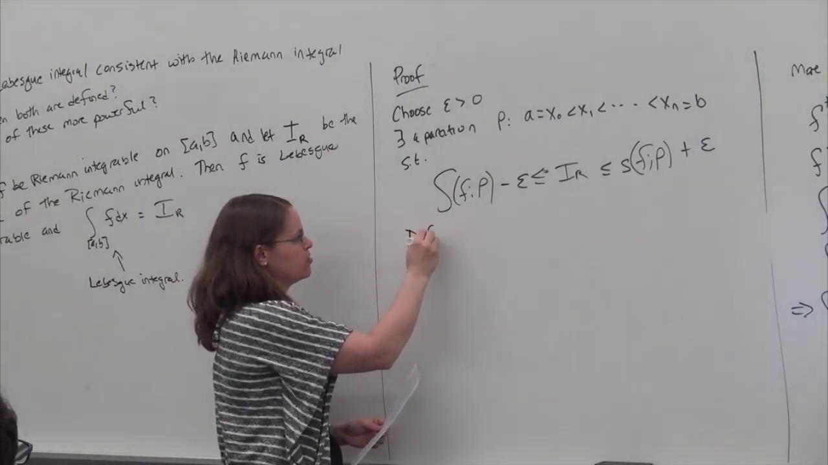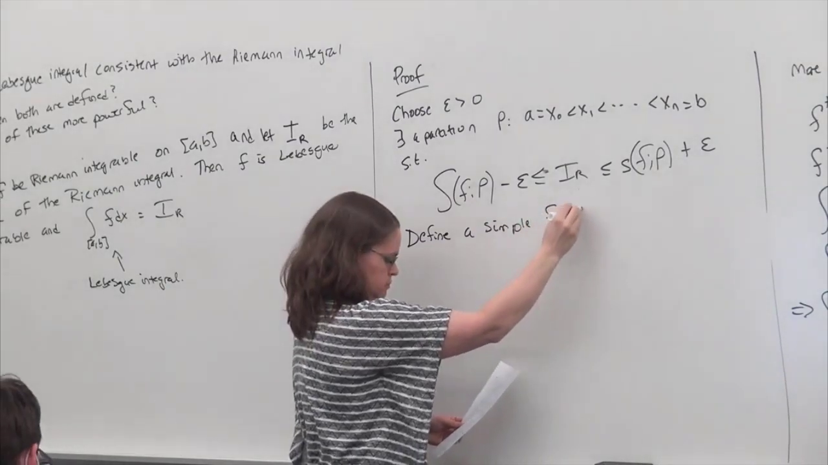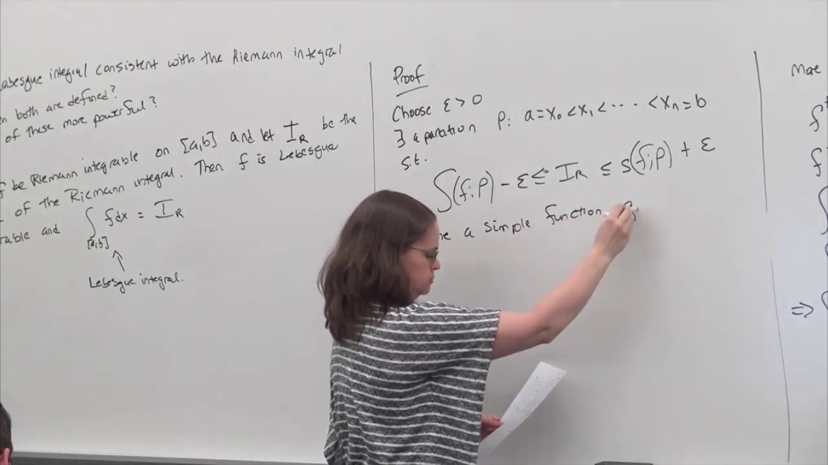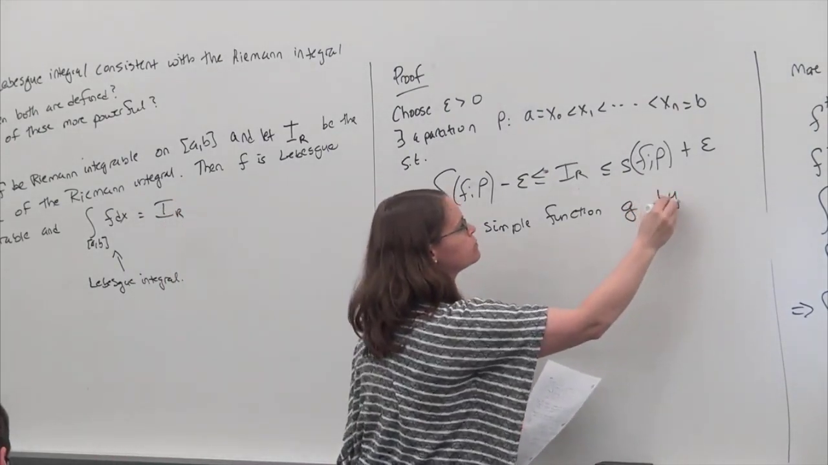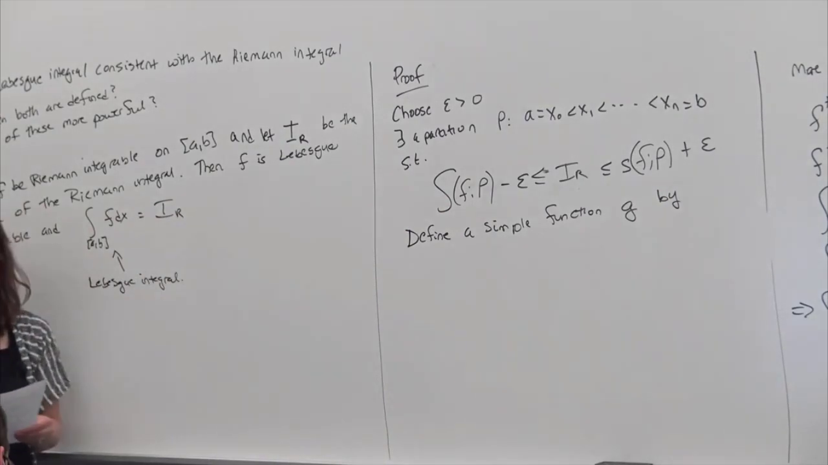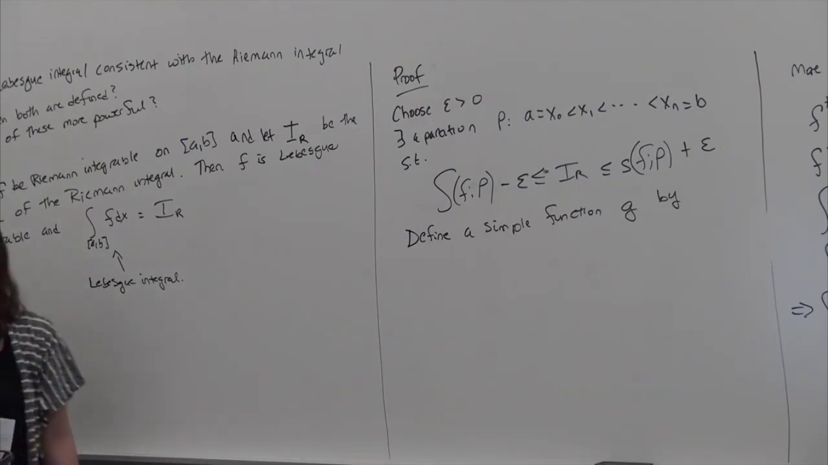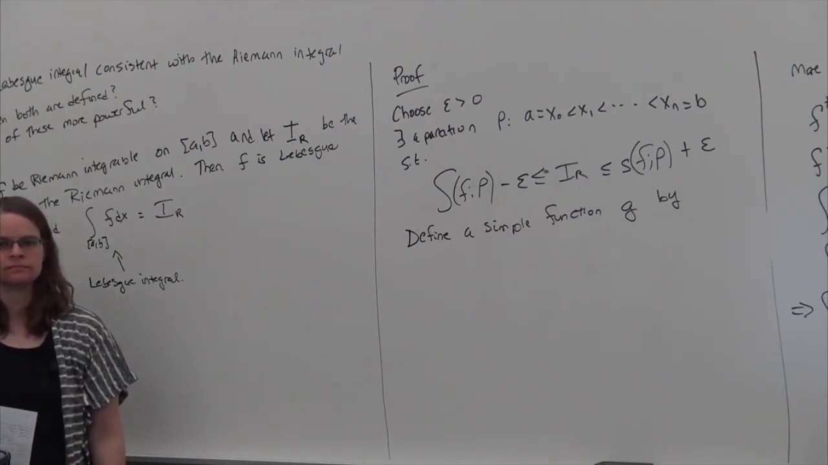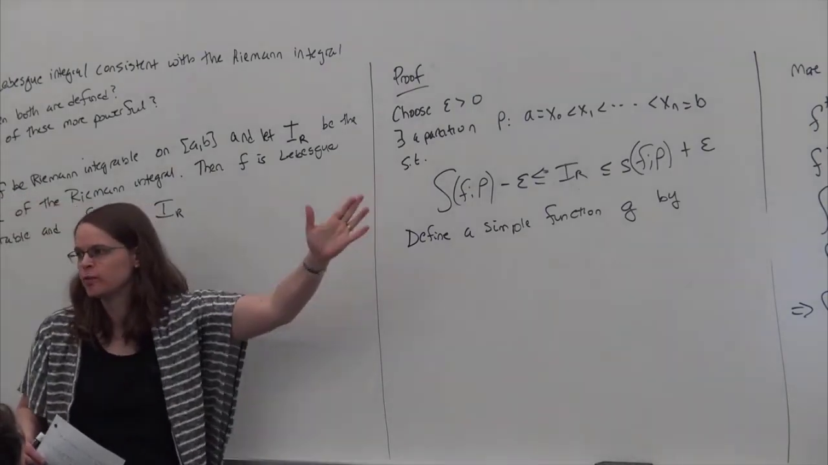Okay, so let's try to define a simple function. Any thoughts on how I would come up with a useful definition of a simple function here? Yeah. Just evaluate f at points of the partition. Okay, evaluate at the points of the partition. So that's a good starting thought. We should use the partition that we already have, right?